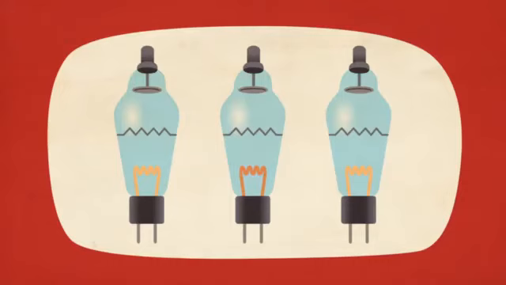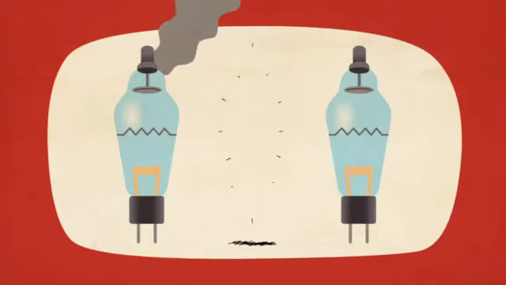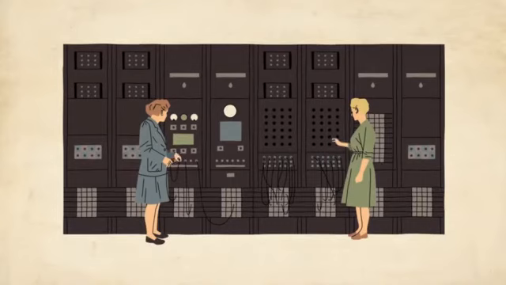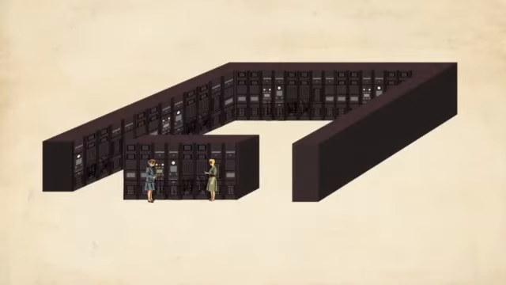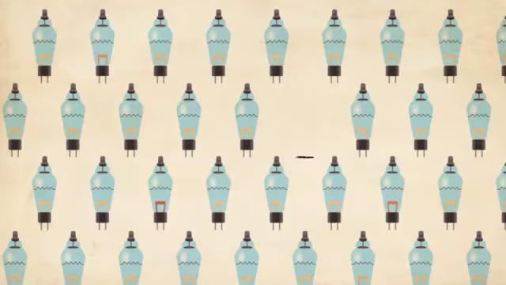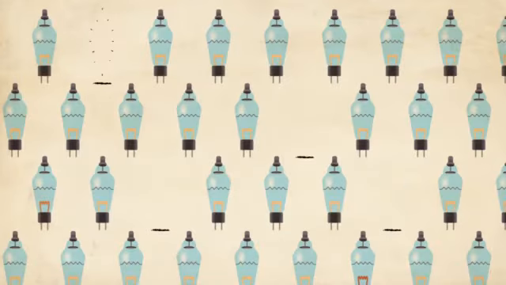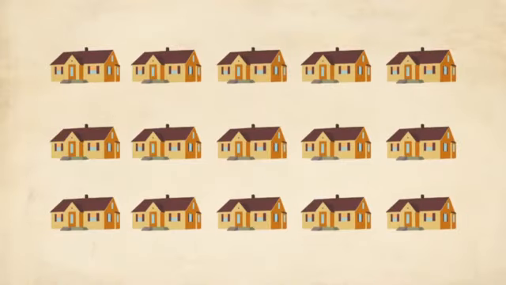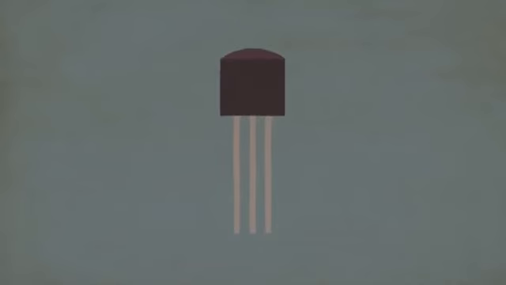But despite these advancements, vacuum tubes were unreliable and bulky. With 18,000 triodes, ENIAC was nearly the size of a tennis court and weighed 30 tons. Tubes failed every other day, and in 1 hour, it consumed the amount of electricity used by 15 homes in a day. The solution was the transistor.